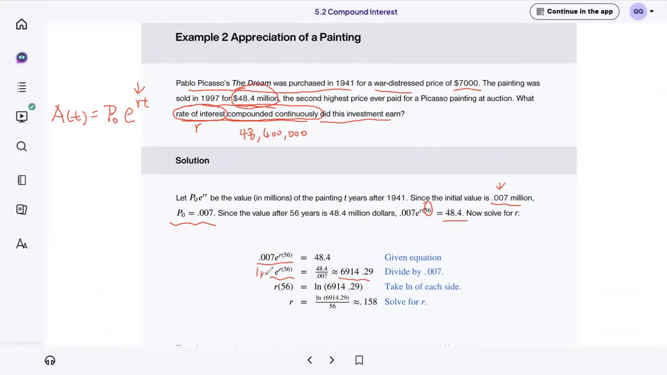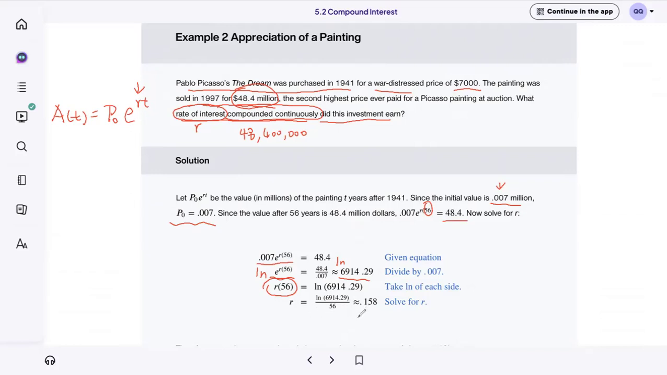Then we take ln on both sides. Right, so ln, then we're able to pull this r, or 56r, down to the ground. Then ln e just becomes 1. So the other side we have ln, about 6,900 something. Then we divide by 56 on both sides.